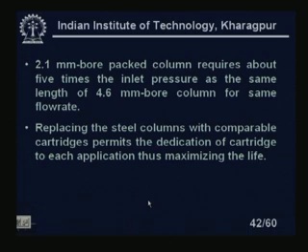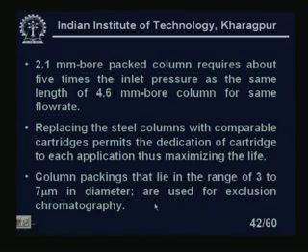Replacing the steel columns with comparable cartridges permits the dedication of a cartridge to each application, thus maximizing the life. Column packings that lie in the range of 3 to 7 micrometers in diameter are used for exclusion chromatography.